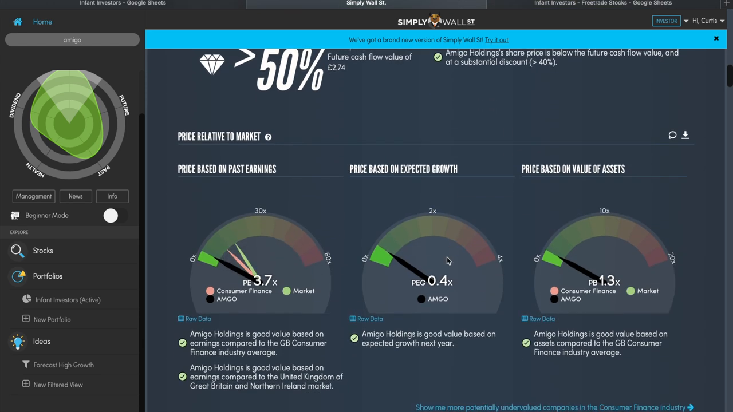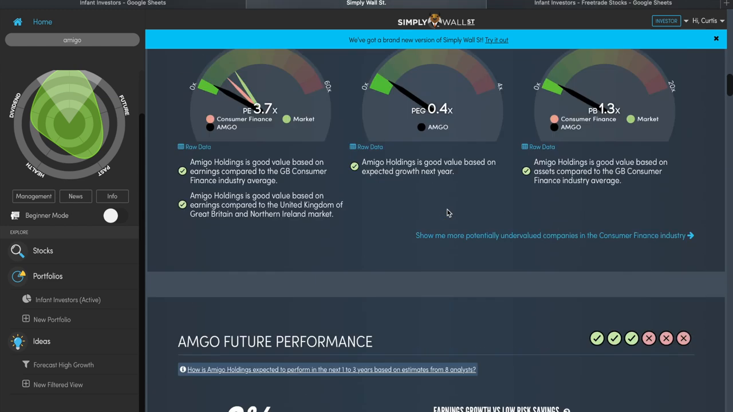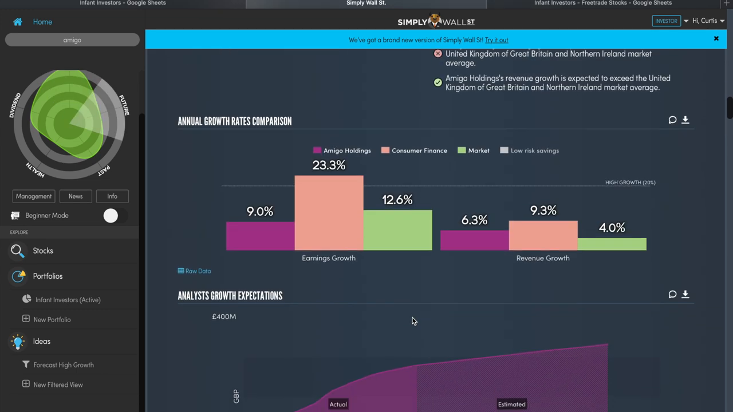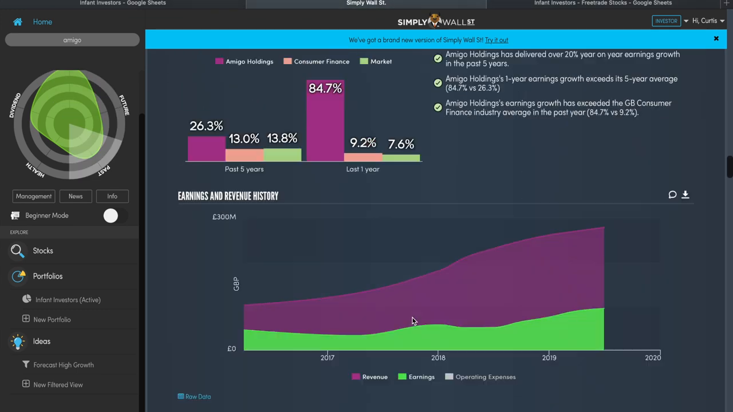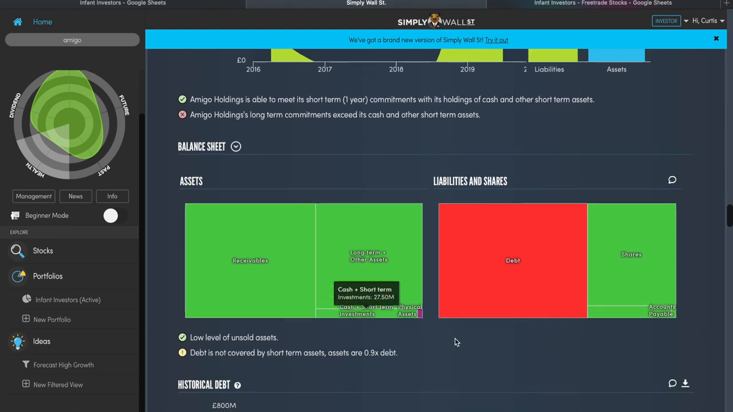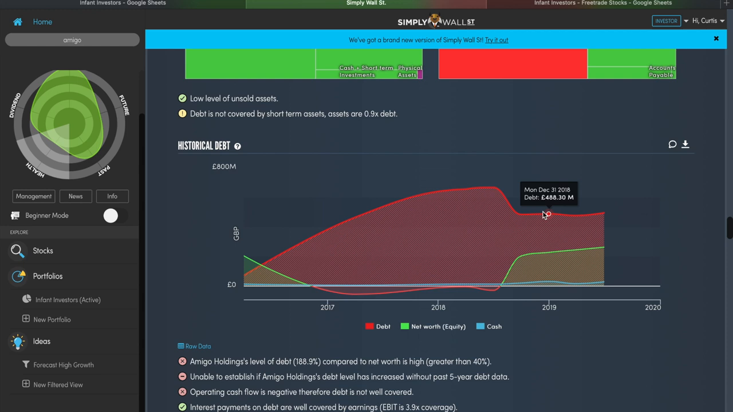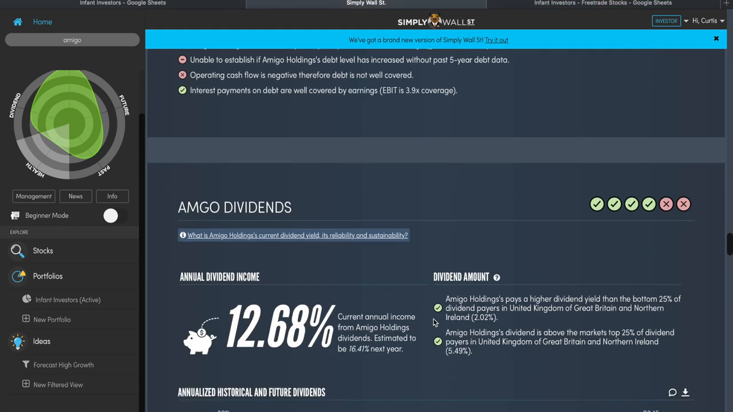Again, the PEG ratio is phenomenal. The lower the number, the better. So it looks like a phenomenal buy. 9% performance, modest in terms of the next 1 to 3 years as well. Obviously a huge amount of debt on the balance sheet, and the debt just seems to be increasing. There was a little dip before the beginning of 2019, but it looks like it's potentially on the rise again.